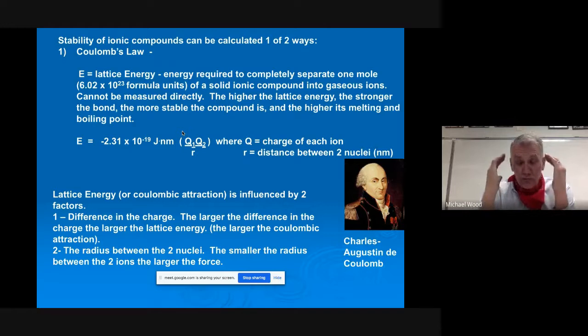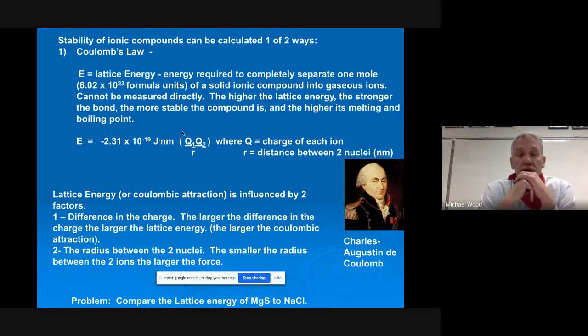So again, when I'm thinking of the planets, I think of Mercury and Venus feeling a stronger gravitational pull from the sun than Neptune and Uranus, because Mercury and Venus are closer to the sun. So when we're doing lattice energy, I'm going to do it in the order I've got here. First of all, I'm going to look at the charge difference, and then I'm going to look at their sizes. So we're going to compare the lattice energy of the Coulombic attraction of MgS to NaCl.